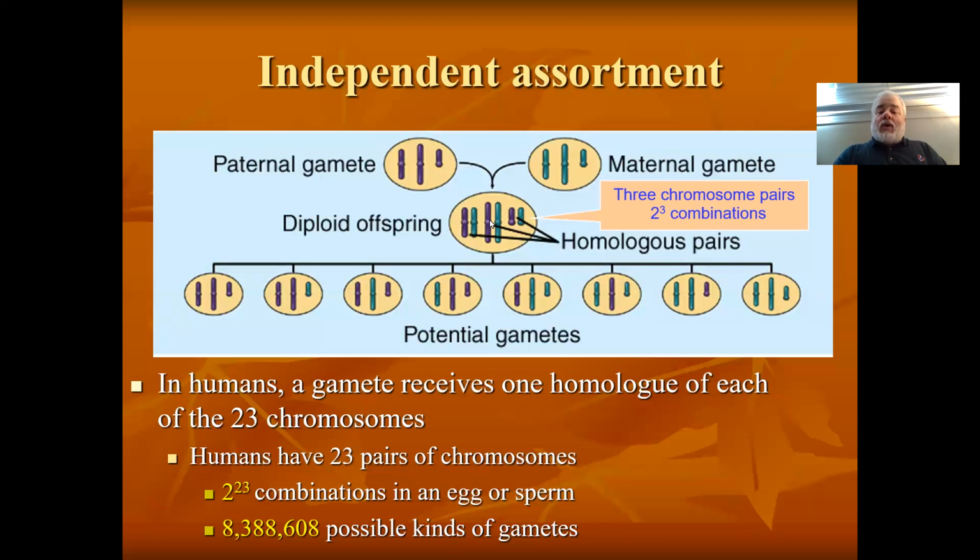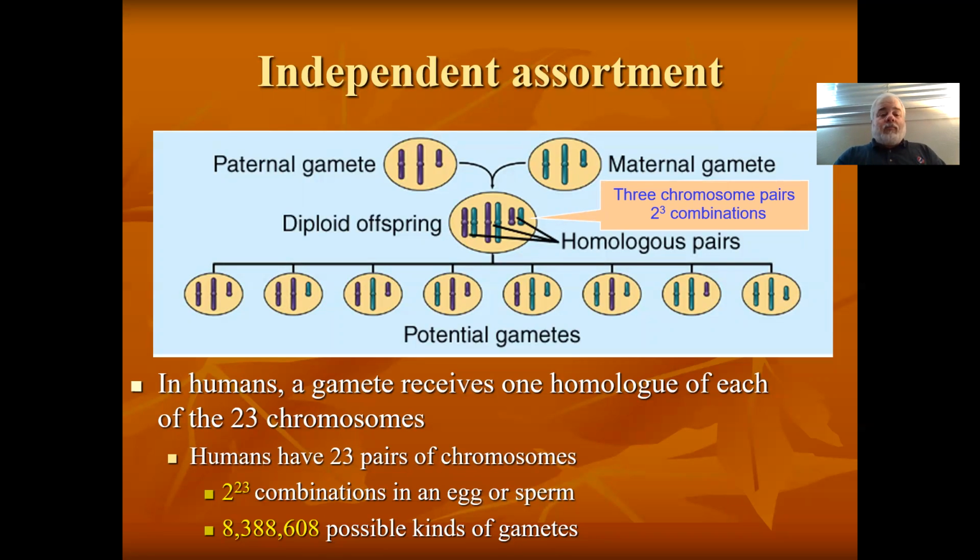2 to the 3rd power. 2, meaning they are pairs, and 3rd power, there are 3 pairs. So it's the number of copies of each chromosome, and for genetic simplicity, that's always 2. 3 is how many chromosome pairs there are. 2 to the 3: 2 times 2 is 4 times 2 is 8. So I've got 8 possible variations.